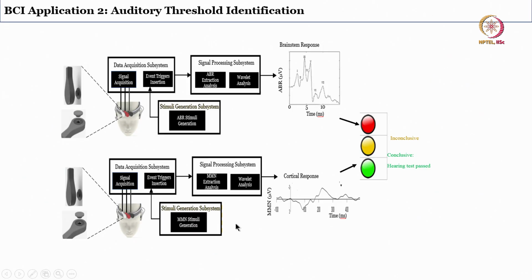This is the second application, on auditory threshold identification. When I say auditory threshold identification, there are two sets of auditory potentials, and there can be even more. One is called LLR, late latency response, middle latency response, and one more is the early latency response, which is nothing but your ABR, auditory brainstem response.